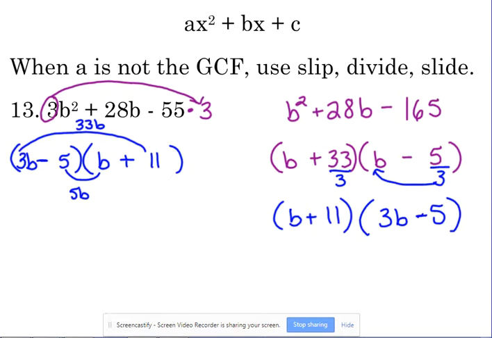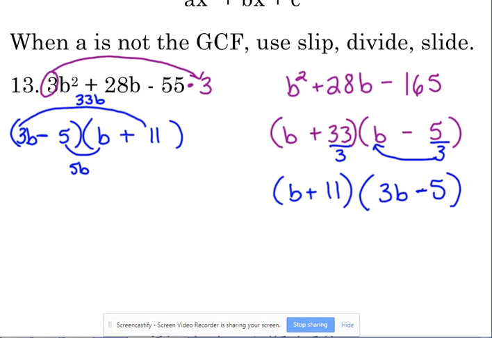So that was number 13, then let's look at number 14. We'll do number 14 that way as well. I'm not going to do it the original way. I'm just going to show you the slip, divide, and slide way. So 7x squared plus 53x minus 90.